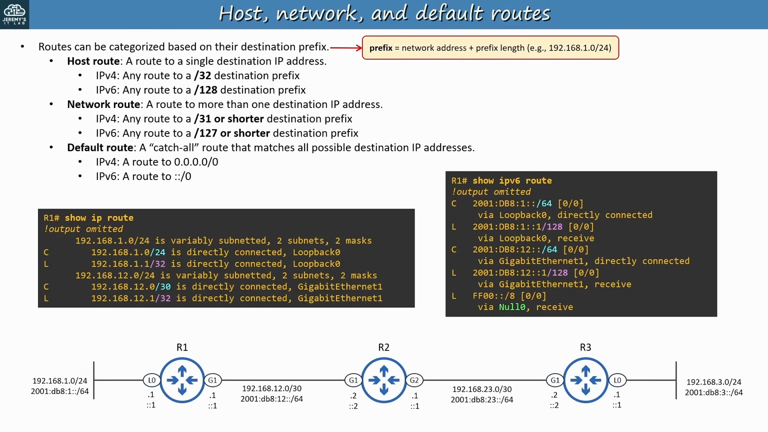route summarization. So those are the three types of routes based on destination: host routes to a single IP address, network routes to a network of addresses, and default routes, catch-all routes that match all possible IP addresses. Without configuring any static routes, these routers already have multiple host and network routes in their routing tables, thanks to the connected and local routes they automatically added.